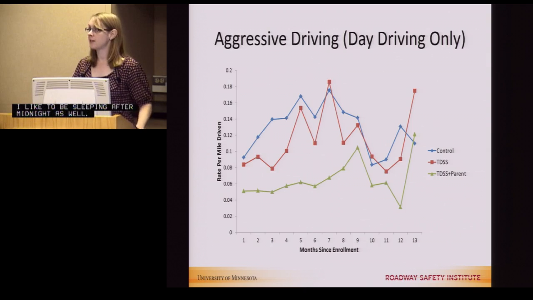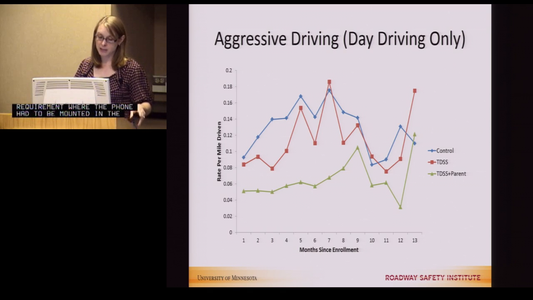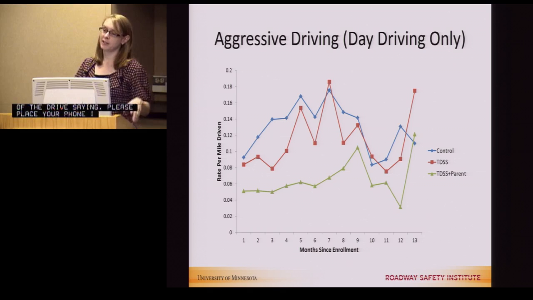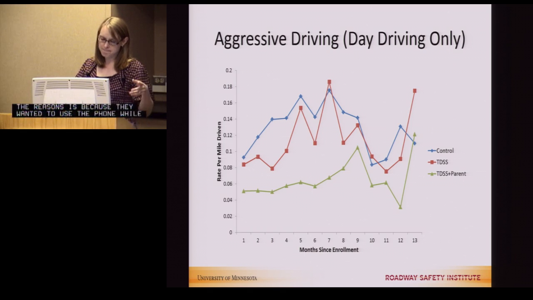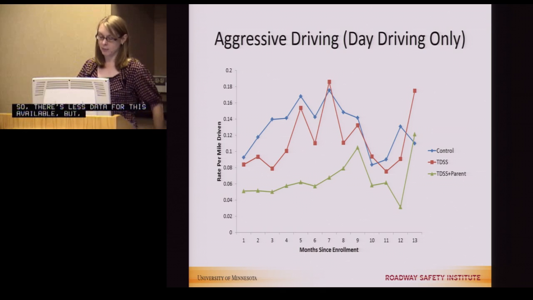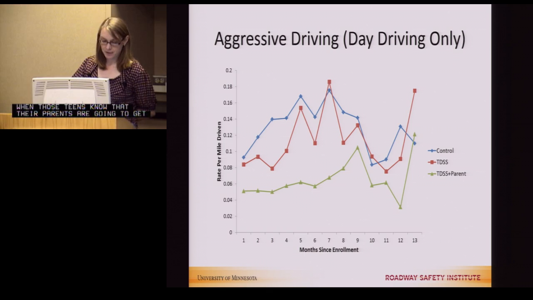Aggressive driving, this data is not as clean. Like I said, we had the requirement where the phone had to be mounted in the mount. What we determined is that people were, even though we give them an alert at the beginning of the drive saying, please place your phone in the mount, when the software launches, they weren't always good at it. In the control group, one of the reasons is because they want to use the phone while they were driving. In the other groups, it just depends. So there's less data for this available, but as you can see, we still have a difference there. When those teens know that their parents are going to get feedback, they perform better.